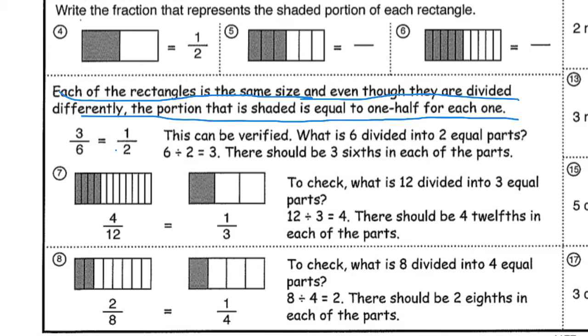3/6 is equal to 1/2. This can be verified. That means you can find out that it's true. What is 6 divided into 2 equal parts? 6 into 2 equal parts is 3. There should be 3/6 in each of the parts.